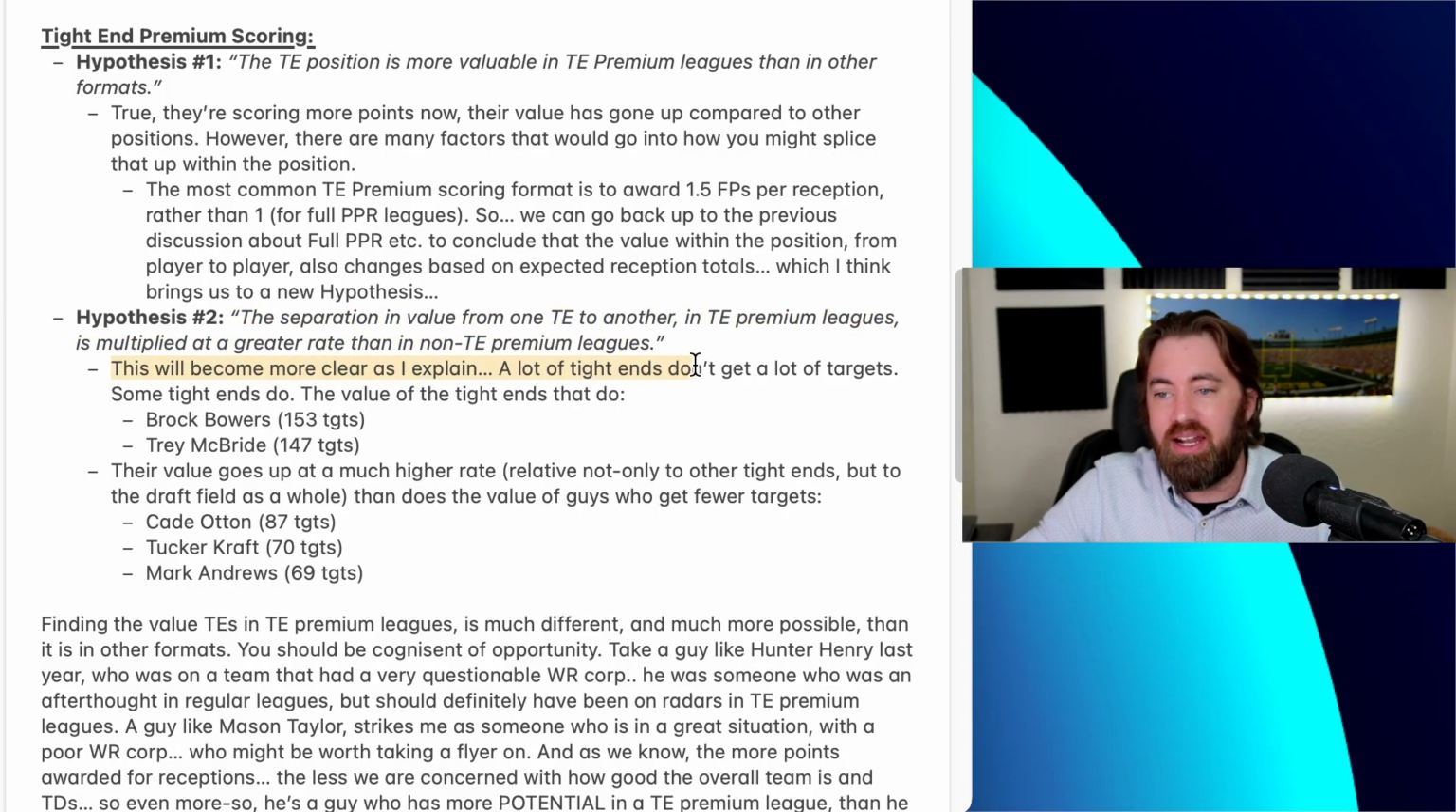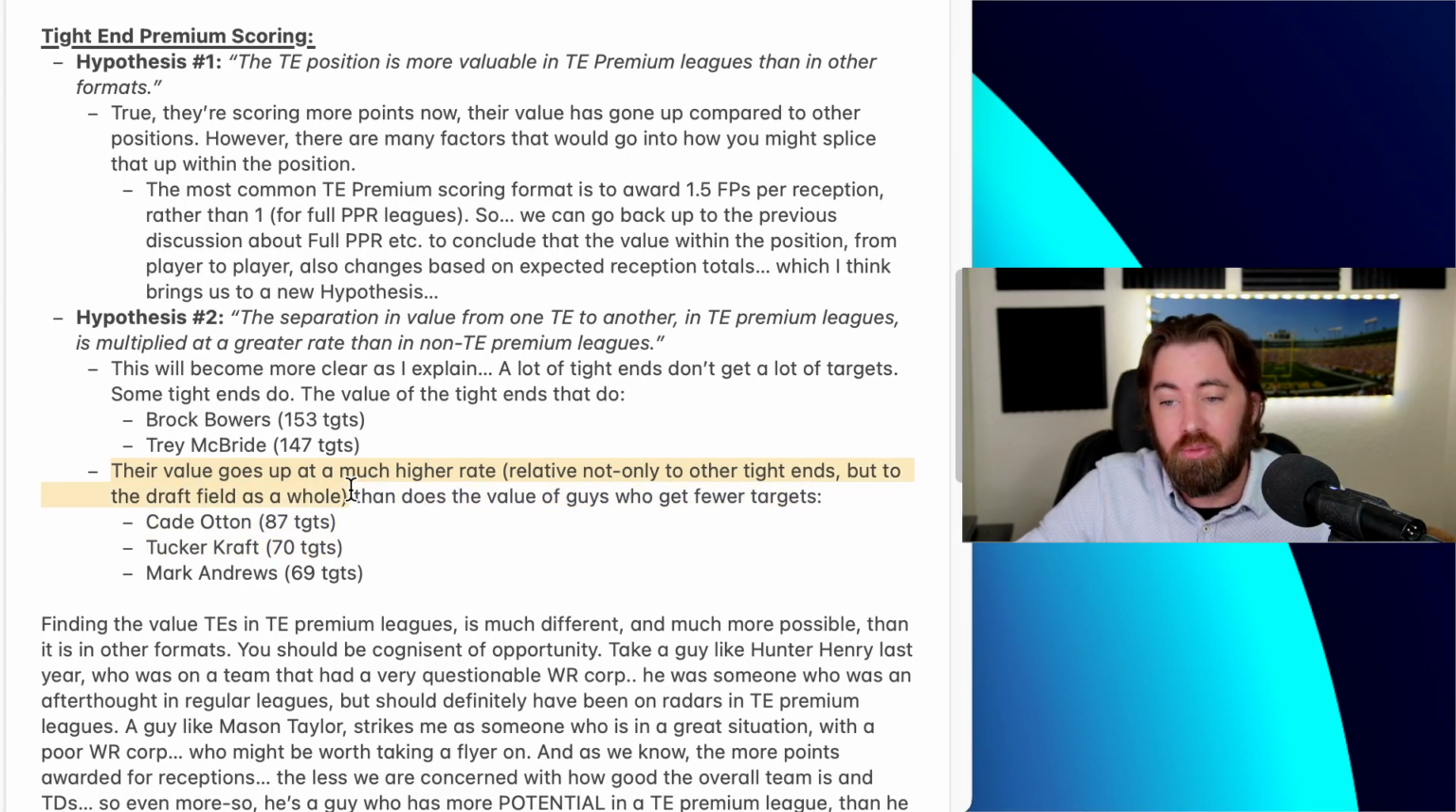A lot of tight ends don't get a lot of targets. It's just a problem with the position in terms of fantasy, and especially, once again, full PPR compared to non-PPR, their value. However, some tight ends do. The value of the tight ends that do, thinking your Brock Bowers, 153 targets last season, your Trey McBride, 147 targets, their value is going to go up at a much higher rate relative to not only other tight ends, but to the draft field as a whole.